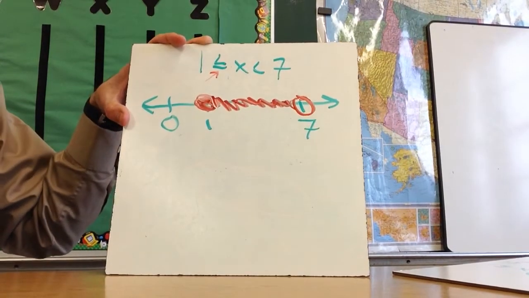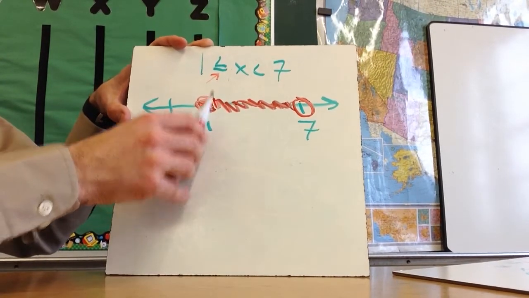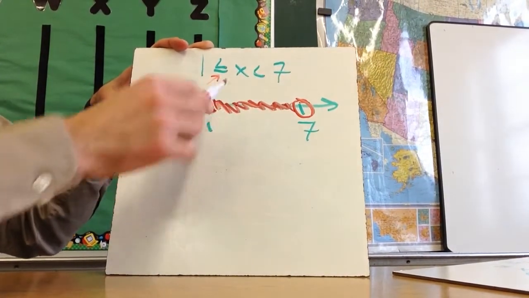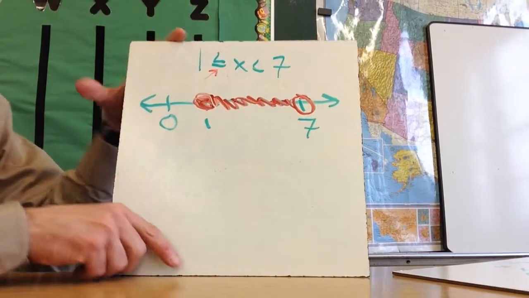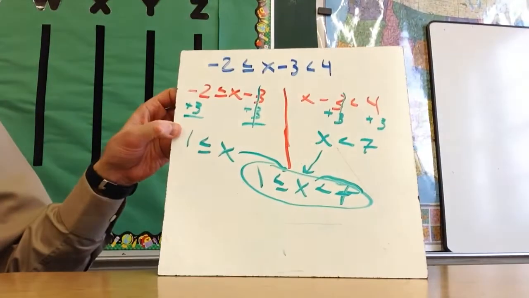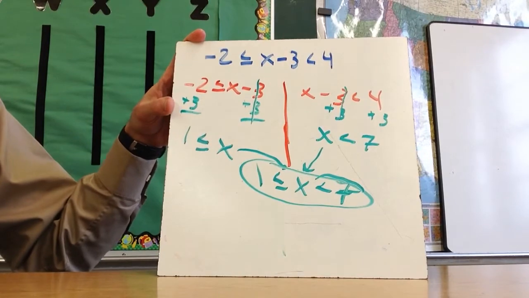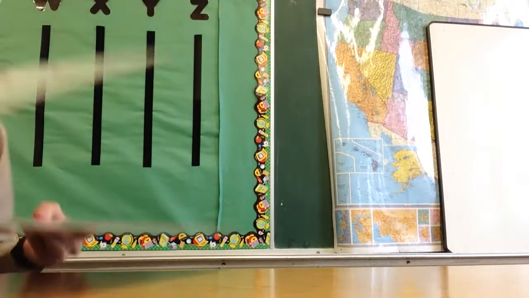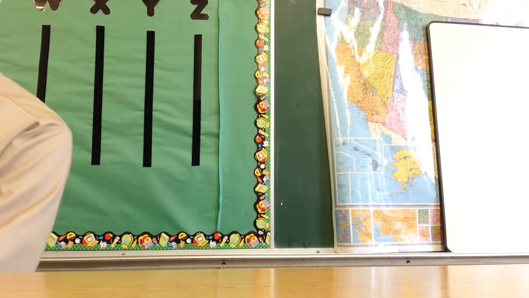So my graph should look something like that. It is a closed circle on 1, an open circle on 7, and fill in the space between. Keep in mind I use this work to get me there. All right, so that's one problem that you're going to see.